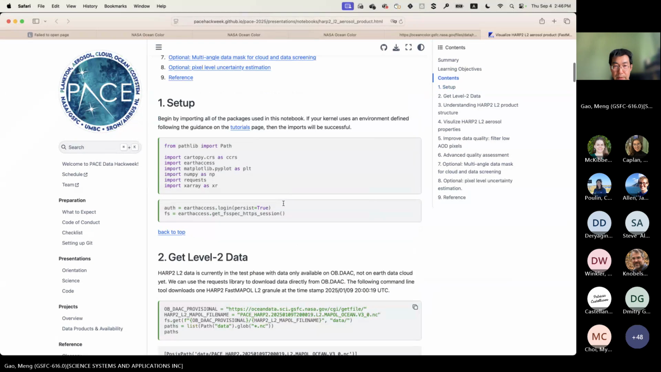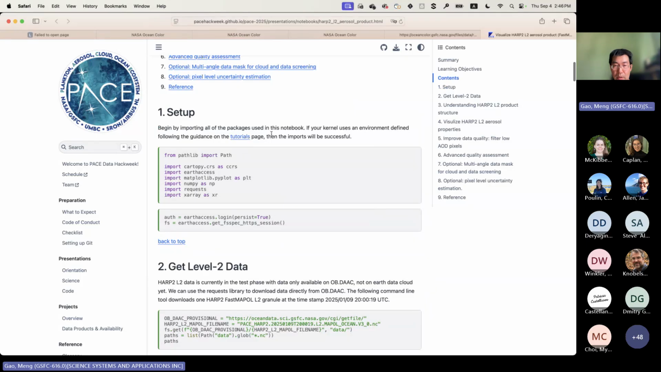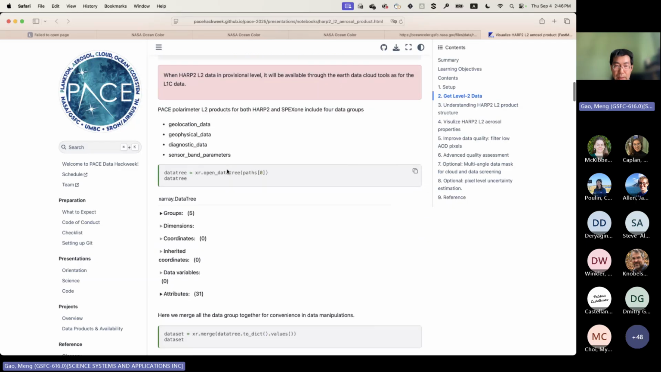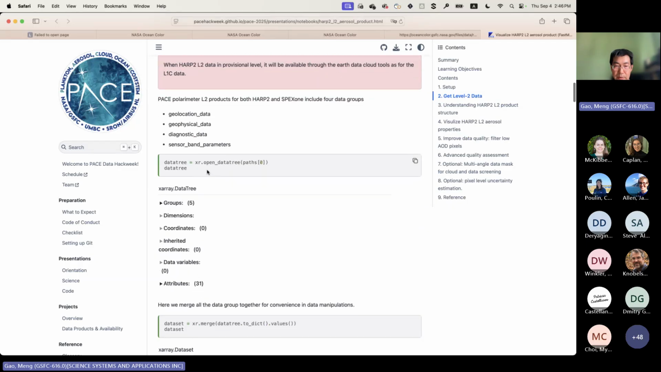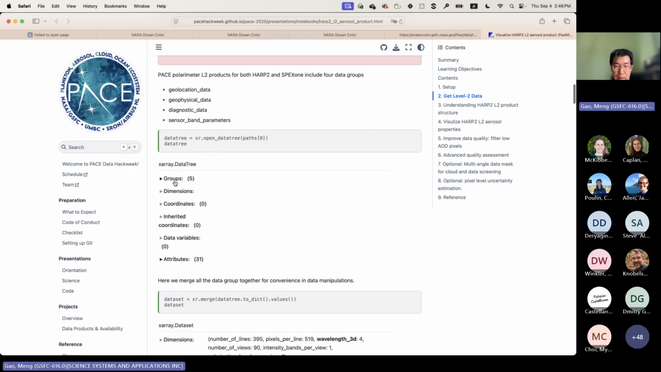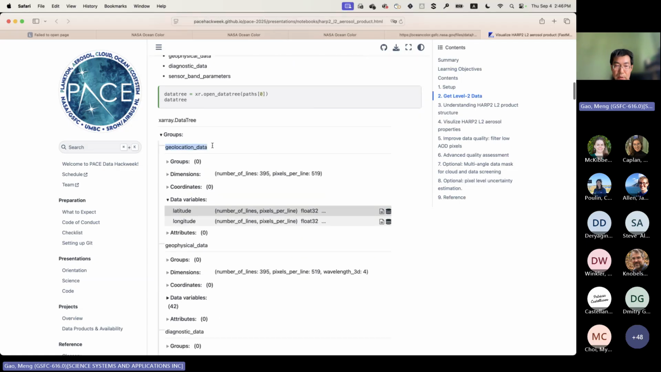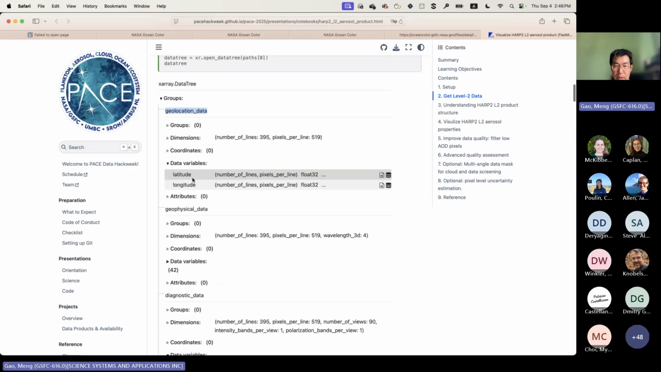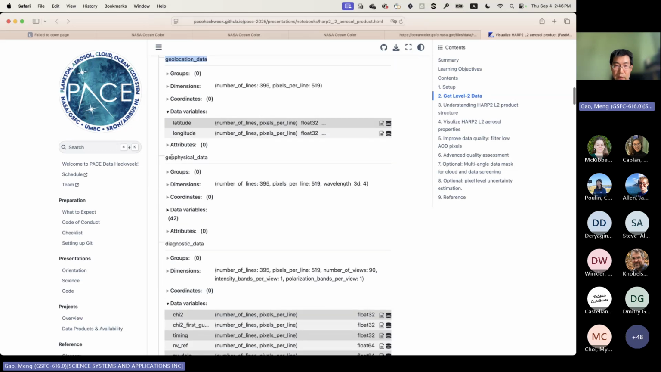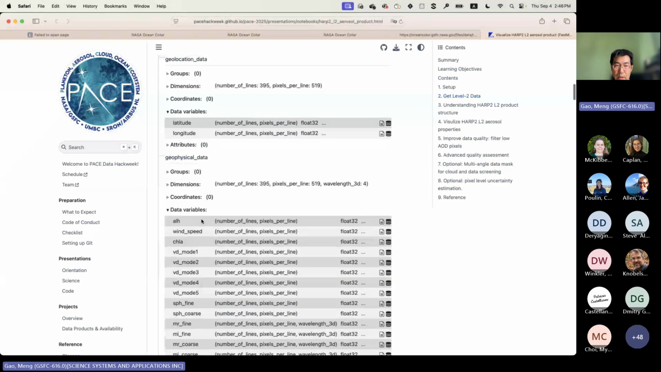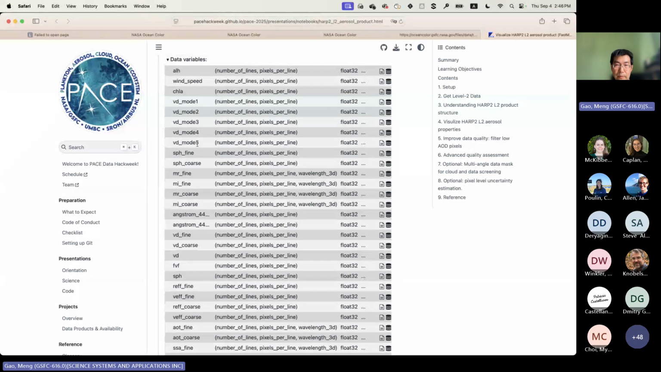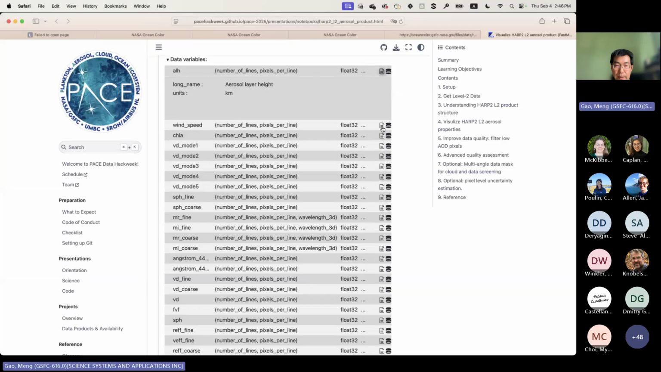Here is also a tutorial page. This links to our PACE HARP2 page, and there is a lot of useful information if you want to learn more about cloud access and other things. When you open this file, you see there are several data groups, and here we can use xarray. Looking at the data groups, there is a geolocation data group that includes all the geolocation information, and geophysical data that includes all the retrieval variables. We have aerosol layer height, wind speed, and many other things.